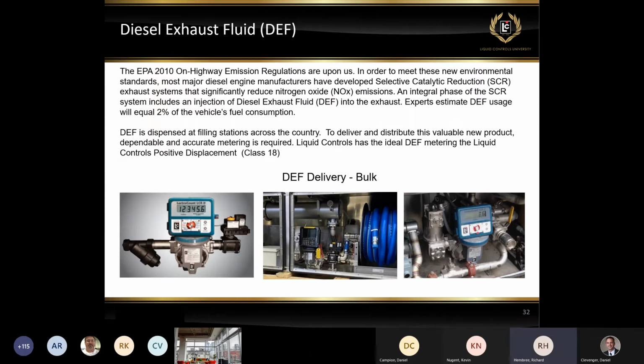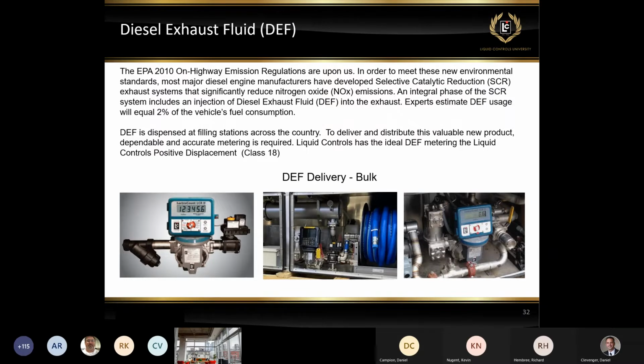In 2010, the United States started pushing for diesel fuel being augmented with DEF, diesel exhaust fluid, to help clean the exhaust emissions. Therefore, we had to come up with a meter to go with that industry, because it can be very corrosive. It also needed to make certain that it was very pure, because you're limited on the amount of parts per million of contaminant in diesel exhaust fluid.